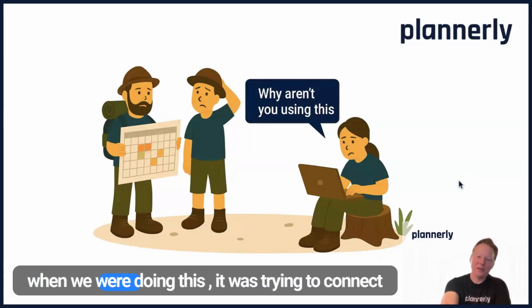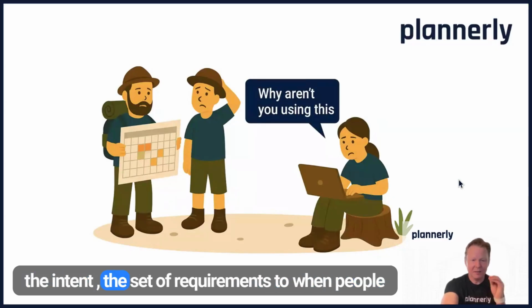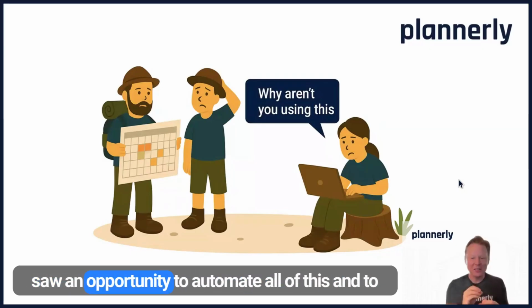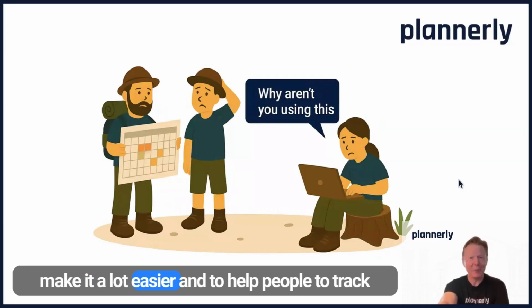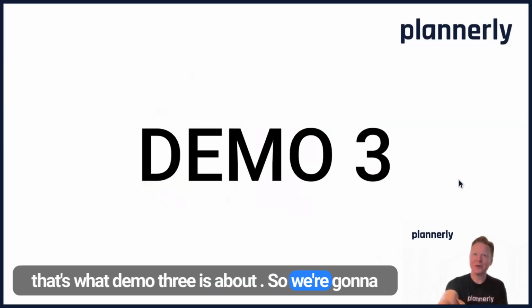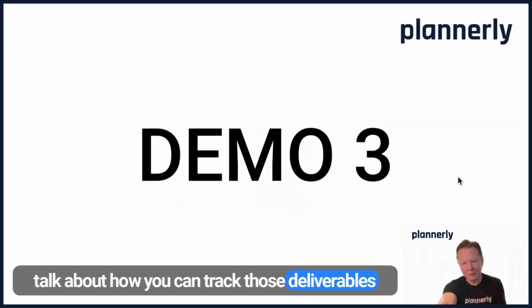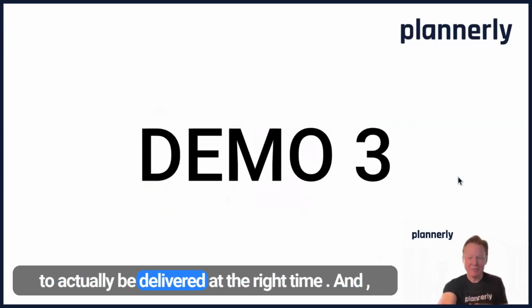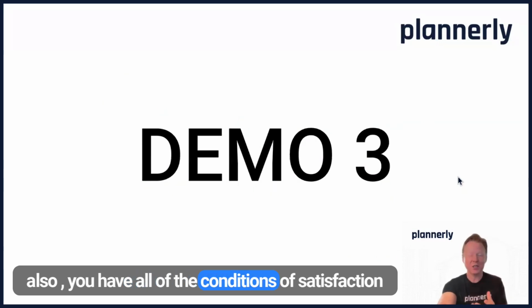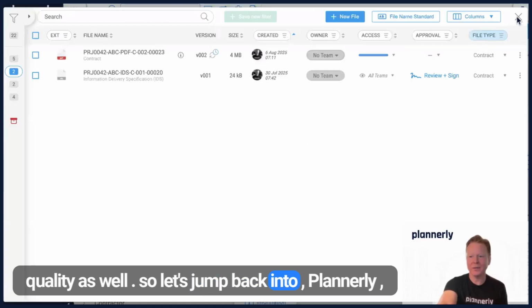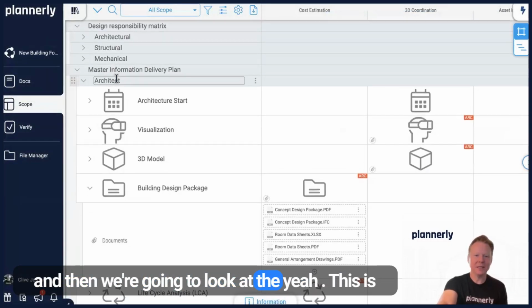So when we were doing this, it was trying to connect the intent, the set of requirements, to when people were delivering. And basically, we saw an opportunity to automate all of this and to make it a lot easier and to help people to track what they're doing in a connected workflow. And that's what Demo 3 is about. So we're going to talk about how you can track those deliverables and make sure that what you're asking for is going to actually be delivered at the right time. And also you have all of the conditions of satisfaction to make sure that people are delivering to the right quality as well. So let's jump back into Planoly.